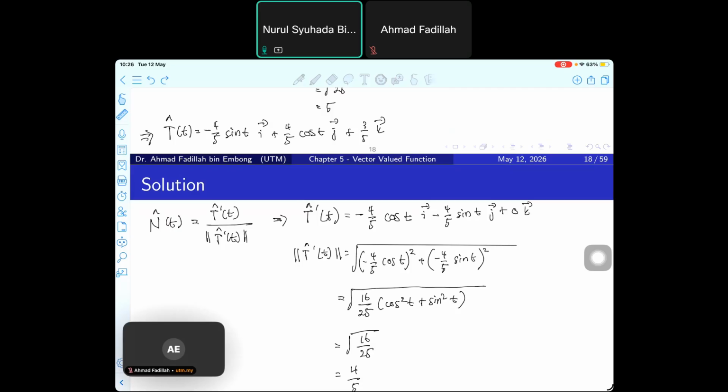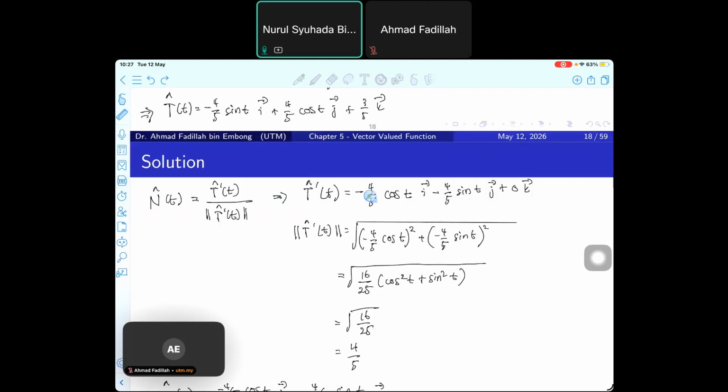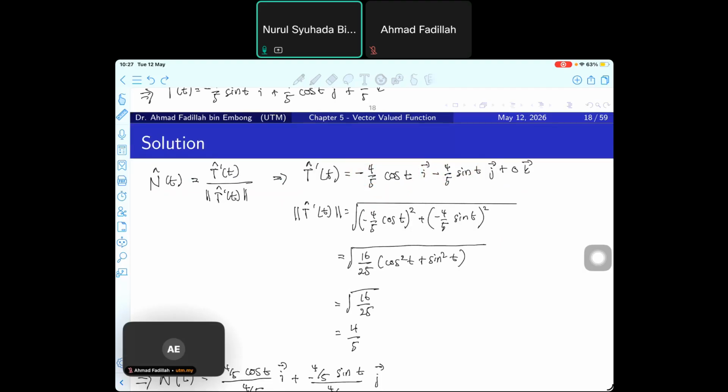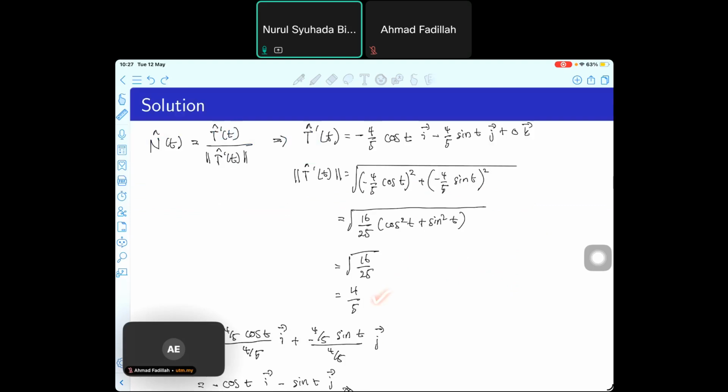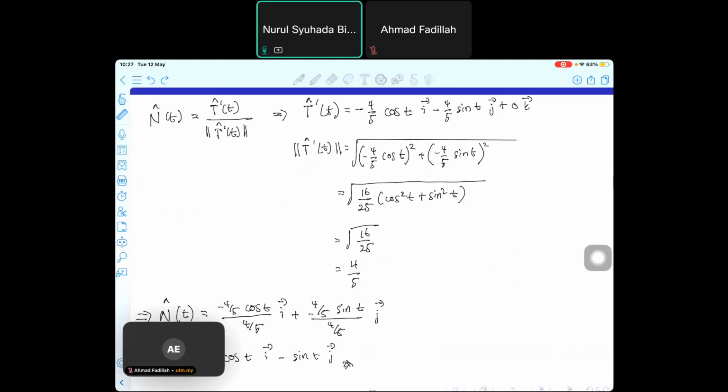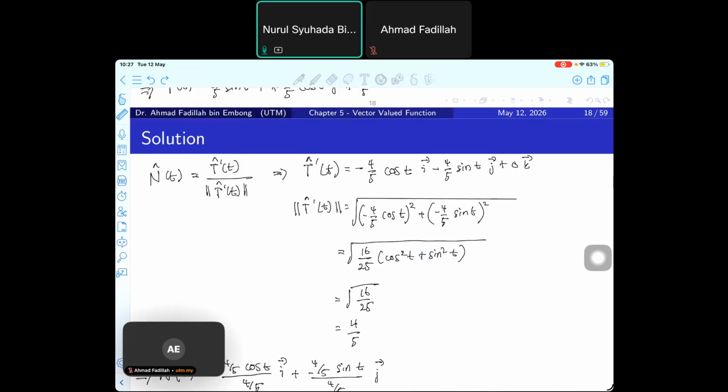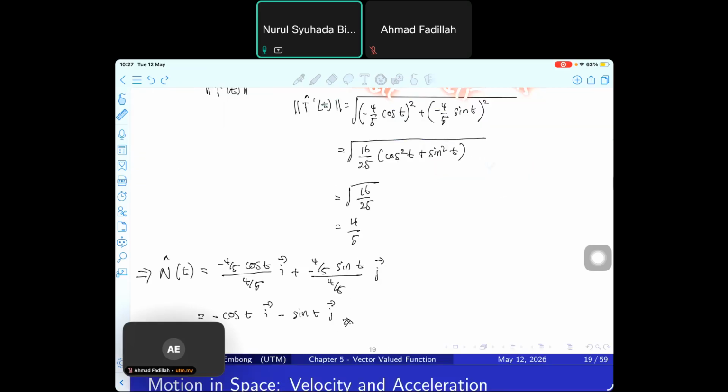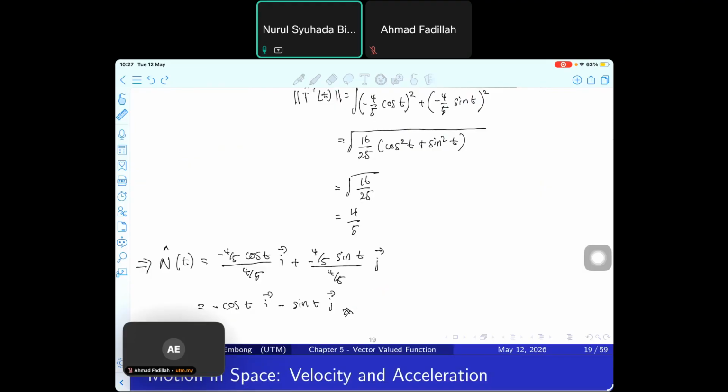And one more time, I would like to remind you, do not take the i, j, and k inside your square here. It will be totally wrong. Just take the constant or the coefficient in front of the ith component and jth component. Then compute everything. Simplified, you will get 4 over 5. After getting the value, of course we divide everything by 4 over 5. Then we will have this as your final answer.